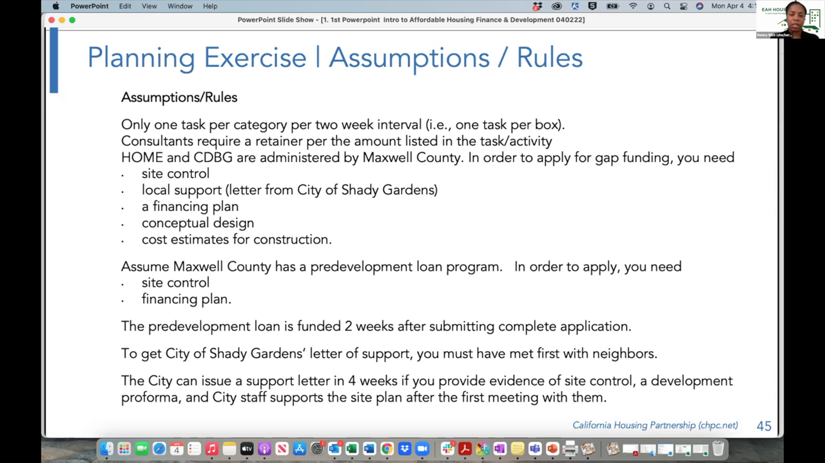Assume Maxwell County has a pre-development loan program. In order to apply, you need site control and the financing plan. The pre-development loan is funded 2 weeks after submitting a complete application. And to get the City of Shady Gardens letter of support, you must have first met with neighbors. The city can issue a support letter in 4 weeks if you provide evidence of site control, a development pro forma, and city staff supports the site plan after first meeting with them.